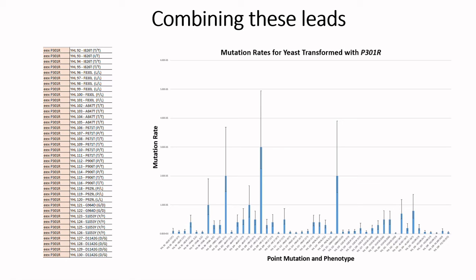So the mutator I used for this experiment was a very strong mutator. It's been identified in human cancers and is known as P301R. And because it's pol epsilon, it is analogous to the polymerase E P286R that we see in human cancers.